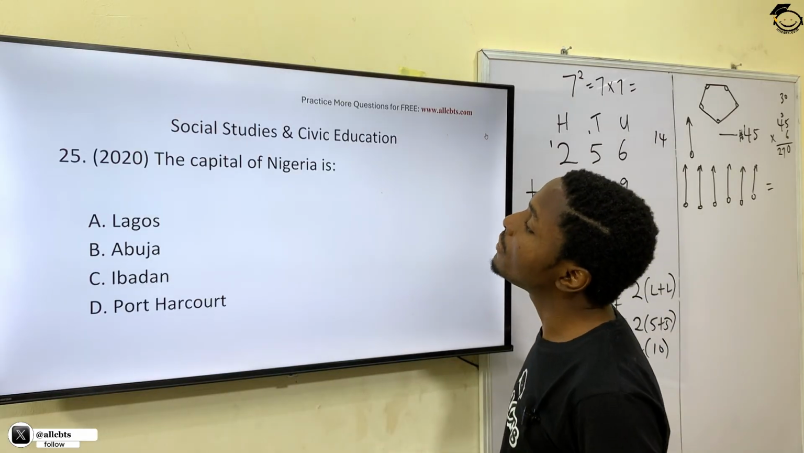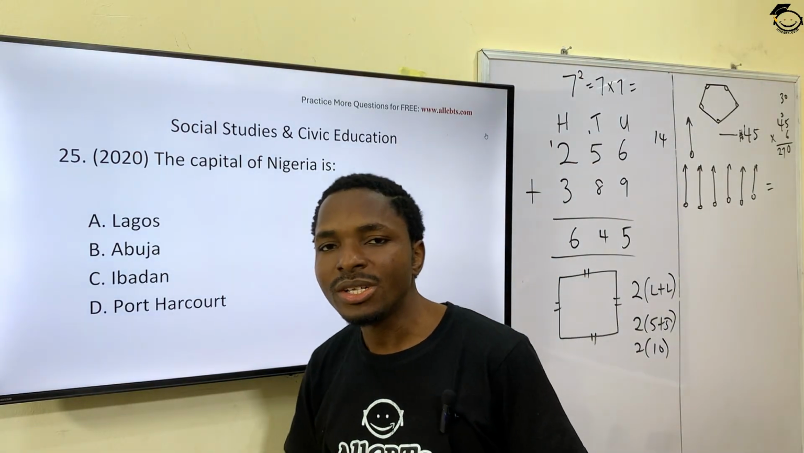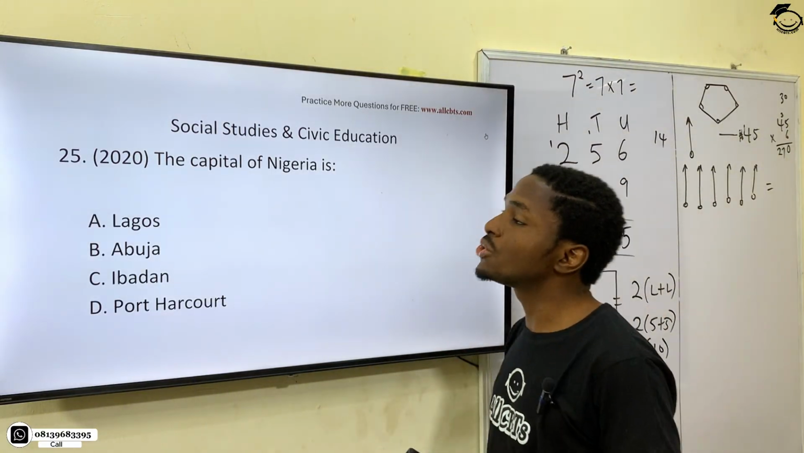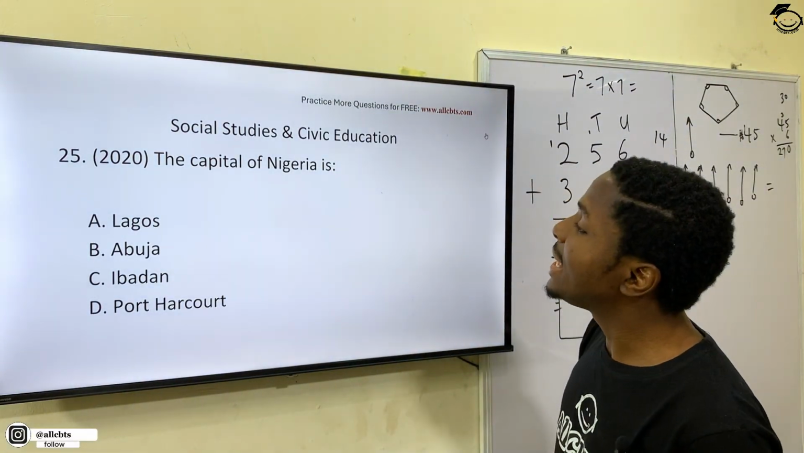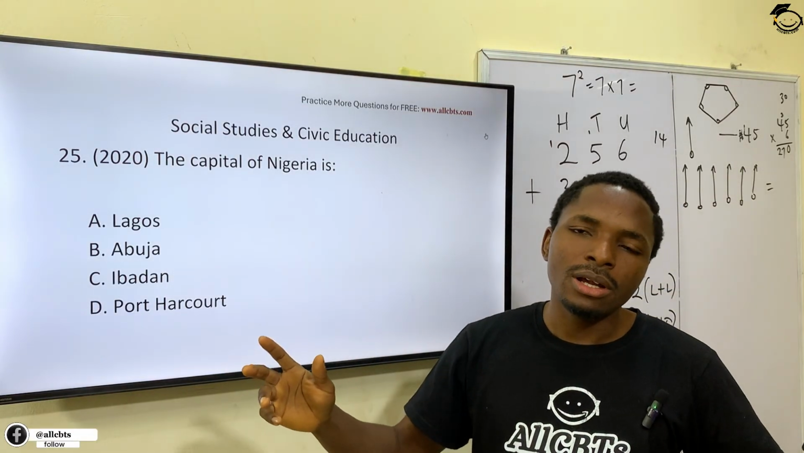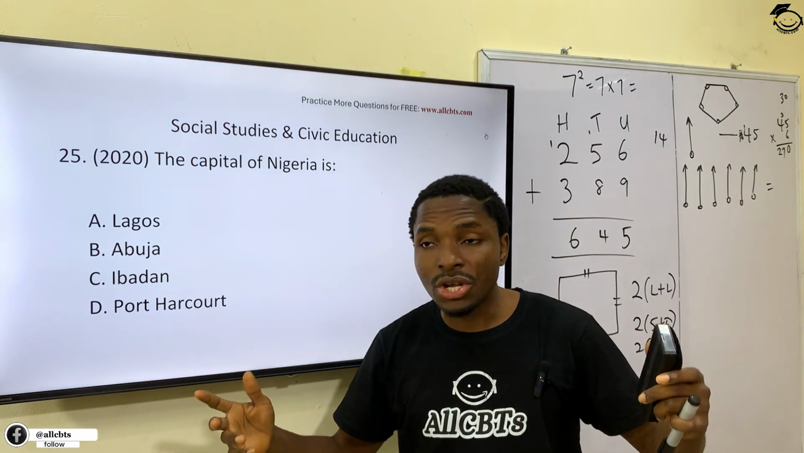25 from okay. So we come to the end of that section and we move on straight to social studies and civic education. This is simply about your country and about where you live in general.